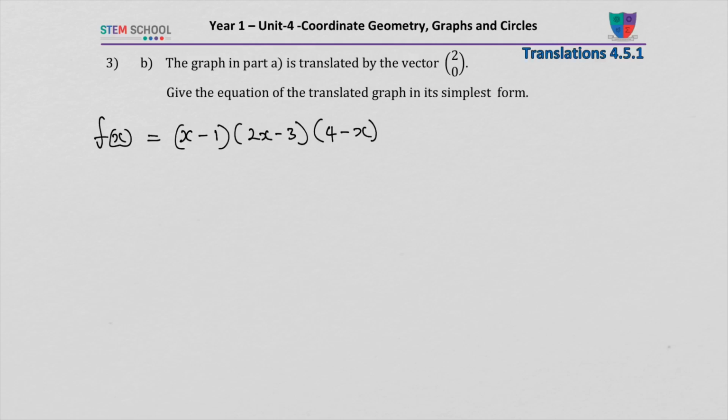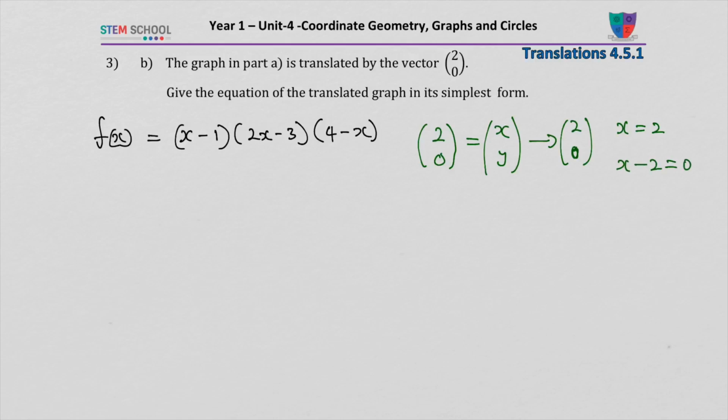But there was a vector translation here, which is (2, 0), and that implies that x, y equals 2, 0, and that implies that x equals 2. So that's what we're saying, because the columns are x, y, and that gives you 2, 0. So x equals 2. So what we want to do is take away 2 from both sides. Therefore, x minus 2 equals 0. So this one is the root, and this is the factor.